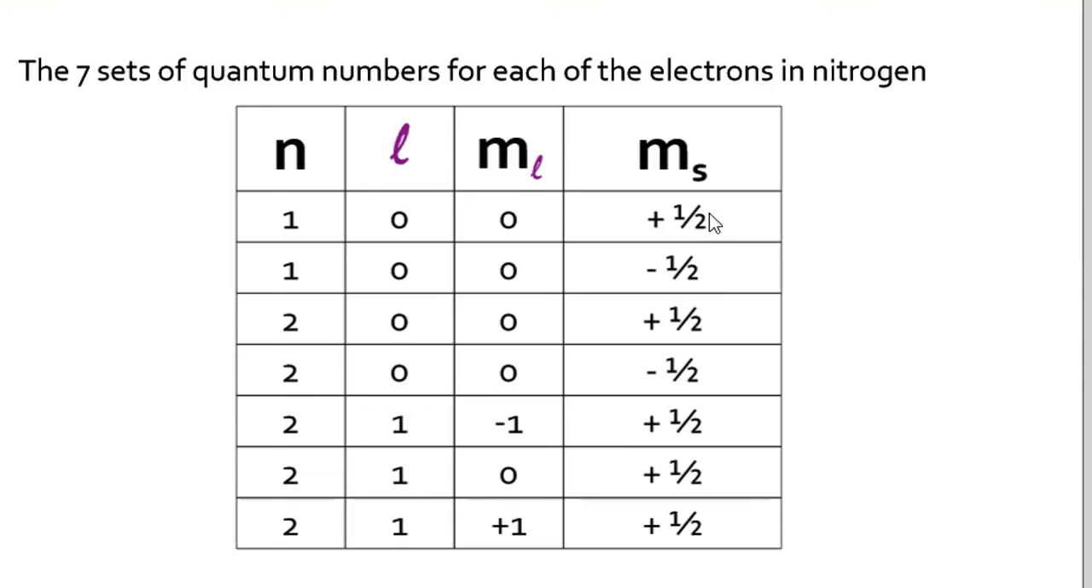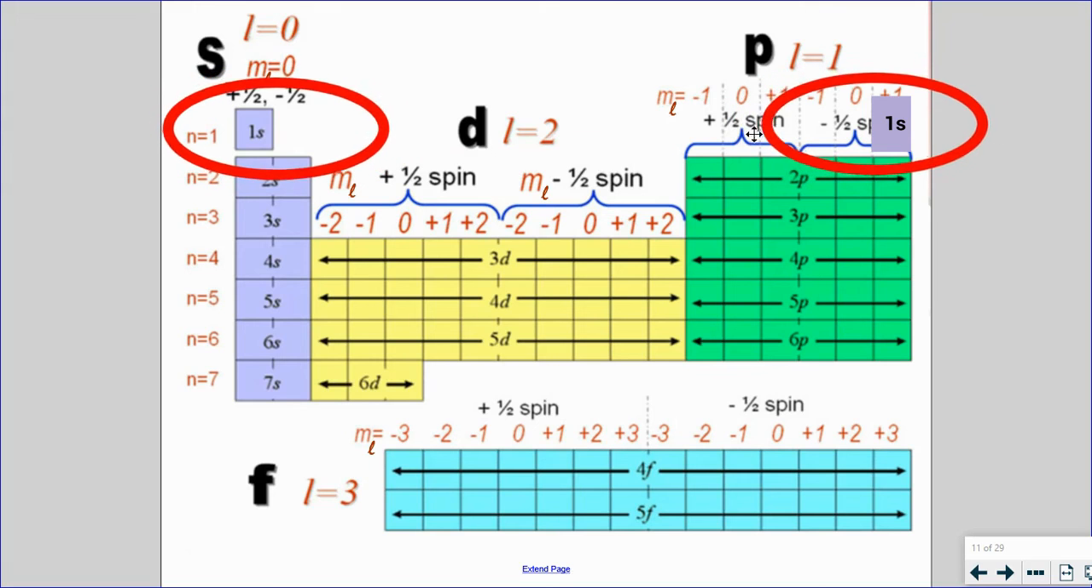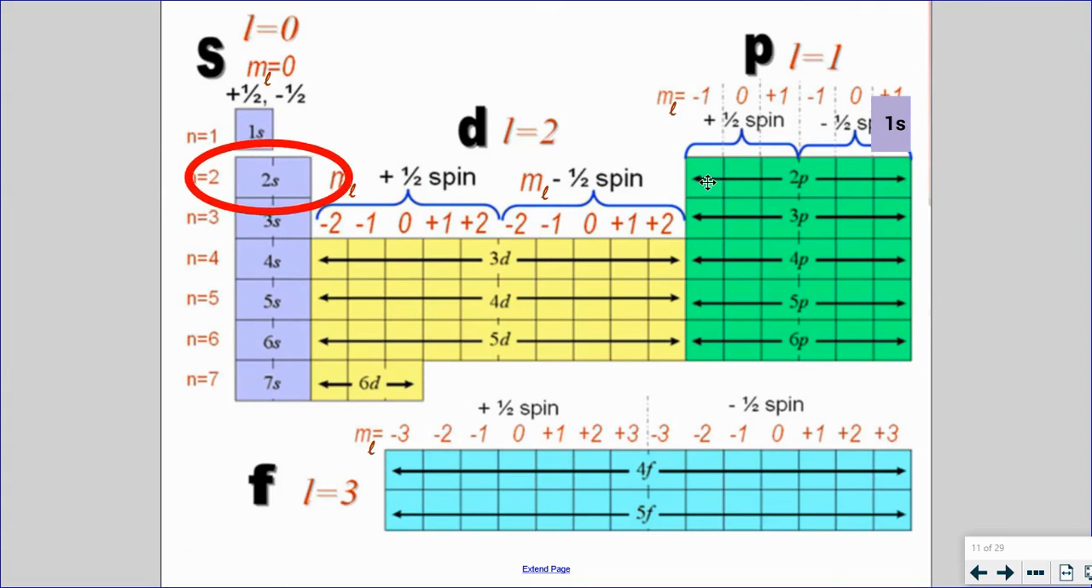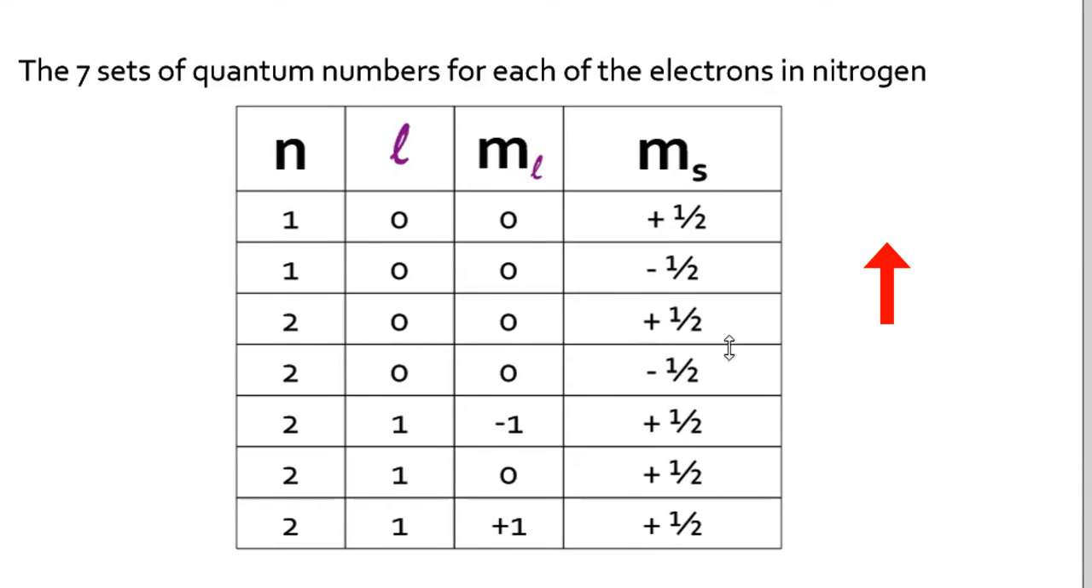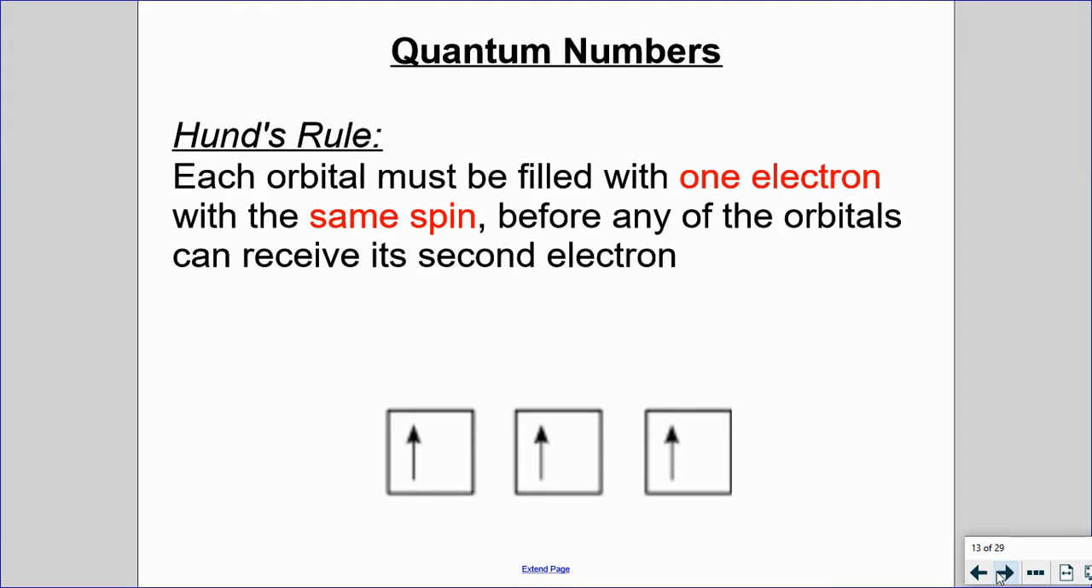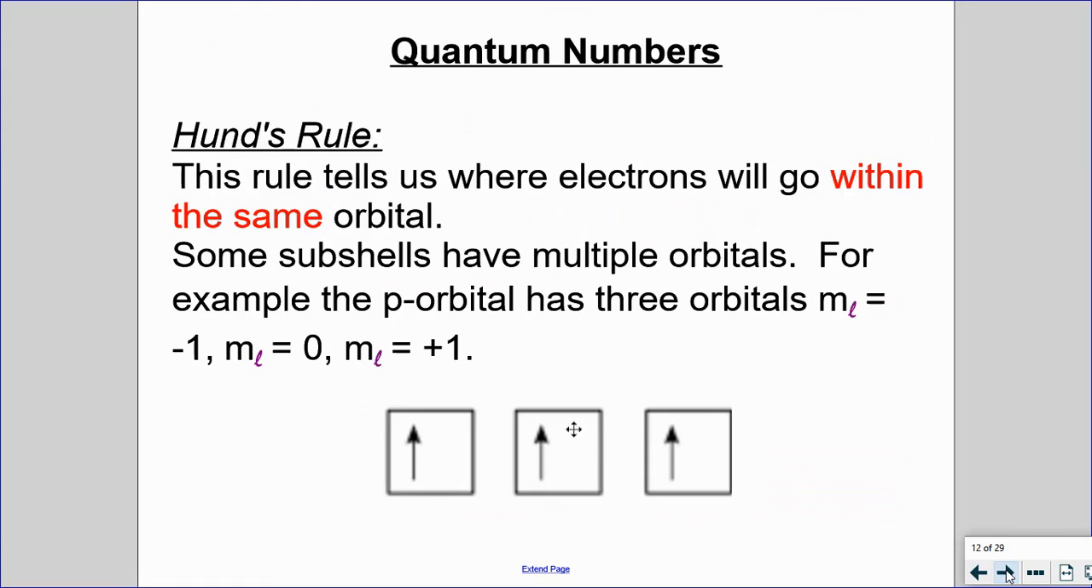These 2 electrons will be found in the 1s orbital. The next 2 electrons placed into nitrogen will be placed into the 2s orbital. The first one will have a positive spin, and the second one will have a negative spin. The next 3 electrons all have a positive half spin. This follows Hund's rule. They all have a positive half spin because each of those 3 electrons went into a different orbital.